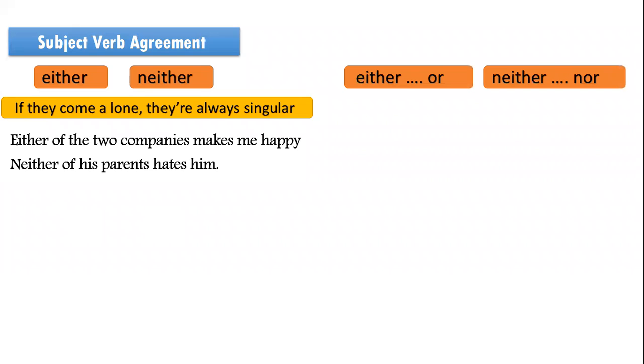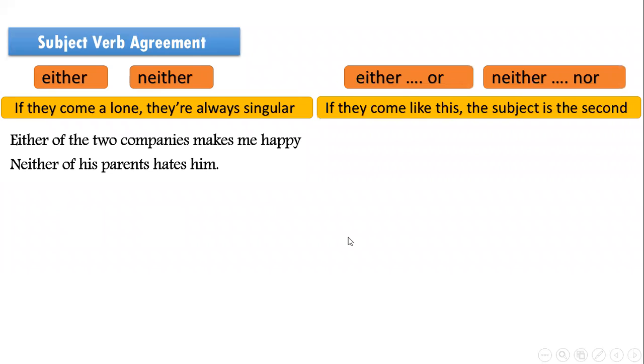If I have either or, neither nor, not just either, not just neither, this is a different case. Let's see how. If they come like this, the subject is the second word. If they come either or, neither nor, the subject is the second word. Let's see an example. Either my friend or his brothers are coming.